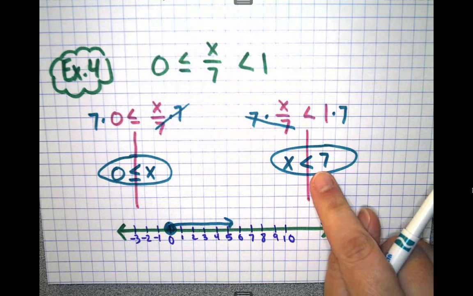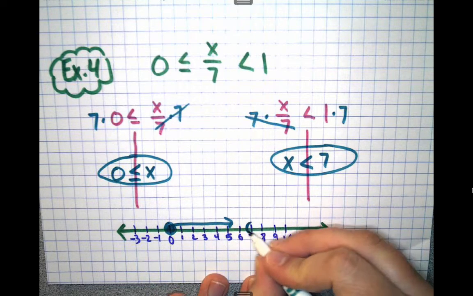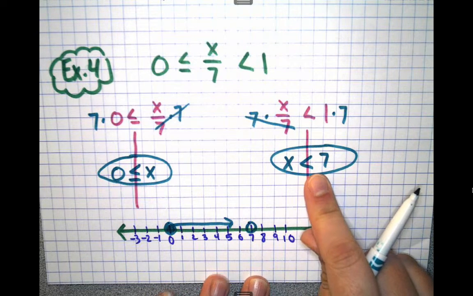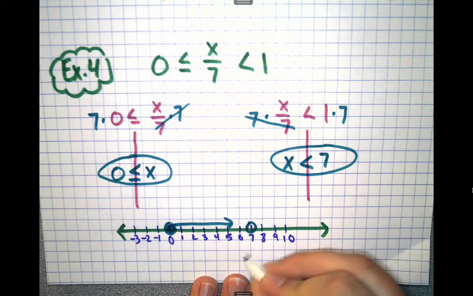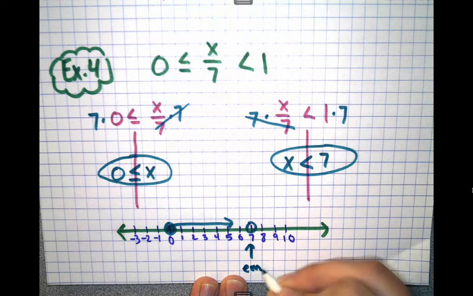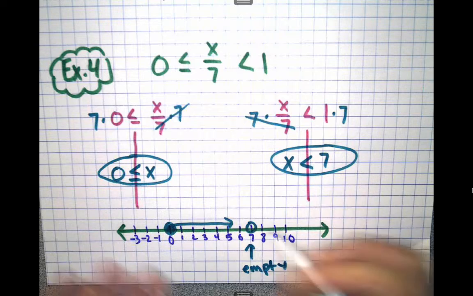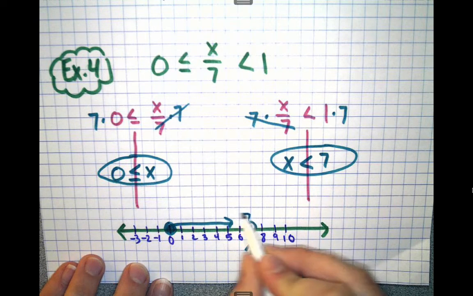X is also less than 7, so here's 7. It's not equal to 7, so I'm going to leave it empty. This is going to be an empty hole for that one. And if x is less than 7, then we're talking this direction.